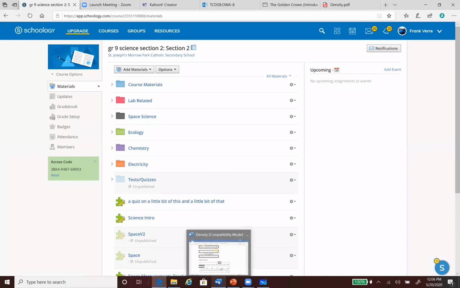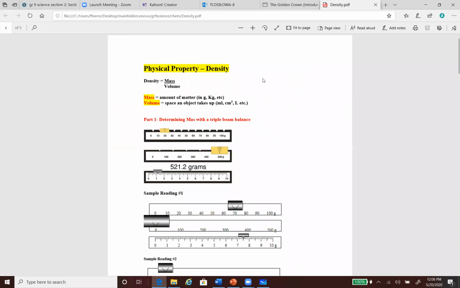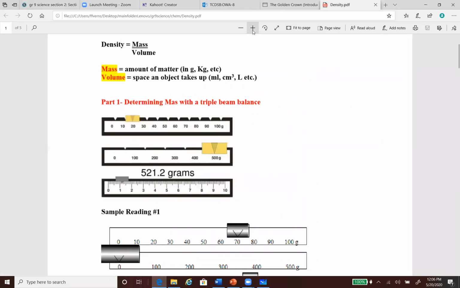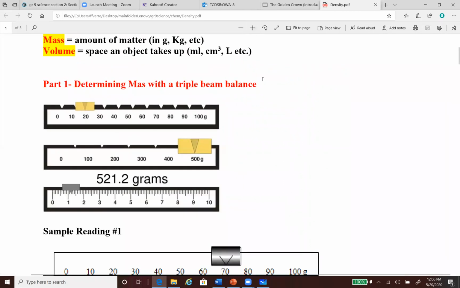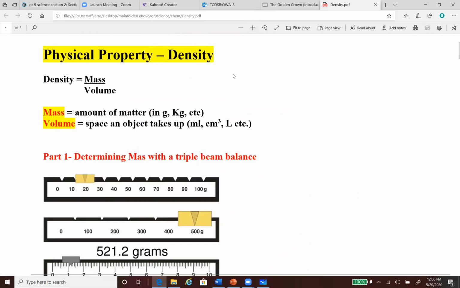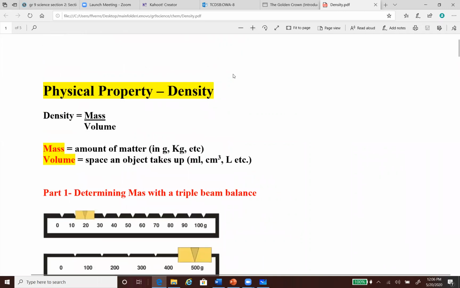Okay, so today we're going to go over, like I said, density. I'm going to try to keep this, hopefully, as easy to understand as possible. This document here on density is actually in your folder, but there's some stuff in here that we're not going to cover, because we would have covered this if we were in school.